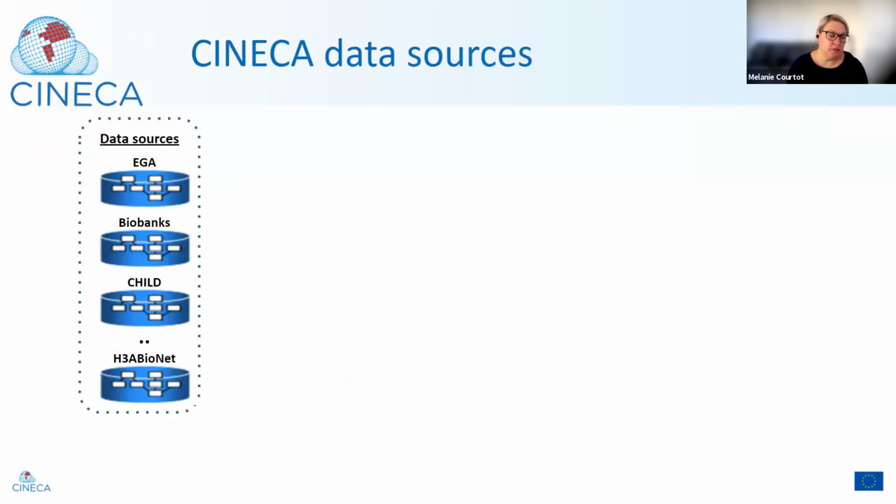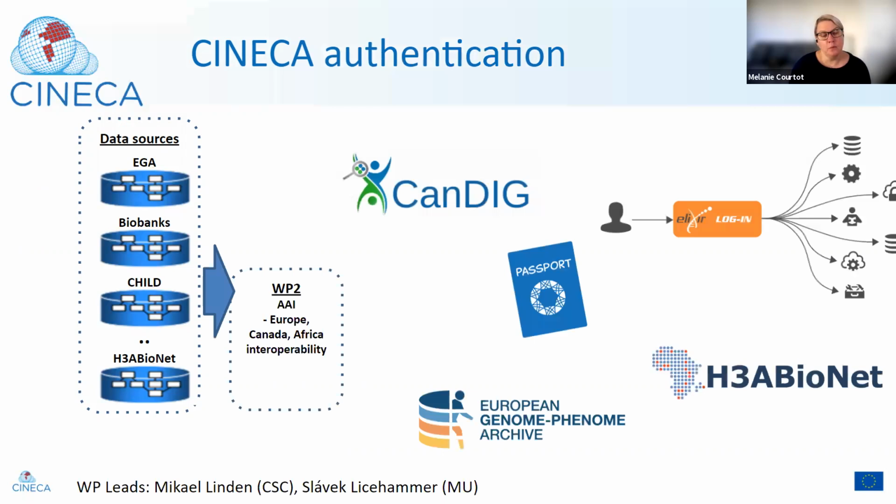obviously we start with data sources. Those are examples of some of the Silica cohorts: the European Genome-phenome Archive and biobanks, CHILD, which is a longitudinal cohort in Canada, and H3Africa in South Africa. We have a structure around work packages, where, for example, work package 2 deals with authentication. It's led by Michael Linden and Slavik Fischerler, and it's been implemented by CanDIG and the EGA. It leveraged some of the GA4GH standards like Passport, and ELIXIR for login and AAI, implementation of authorization and authentication.